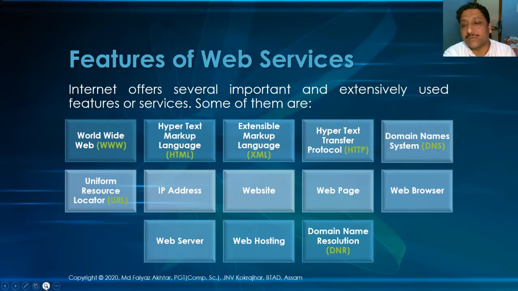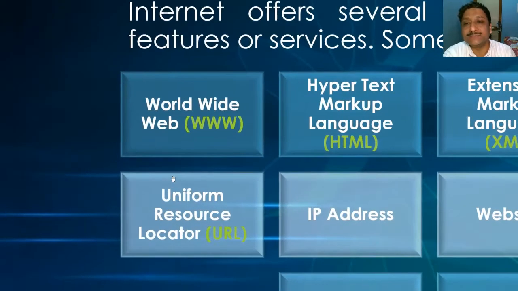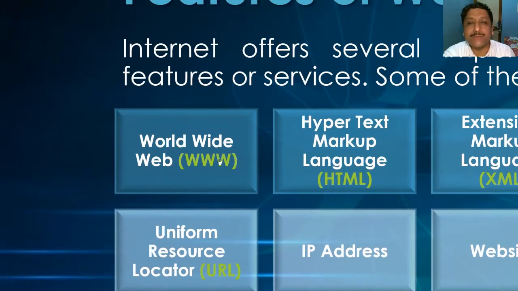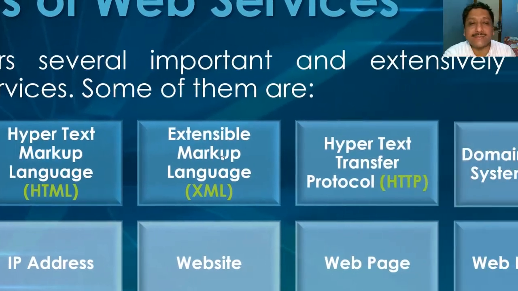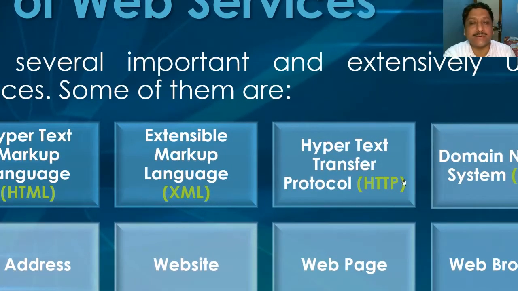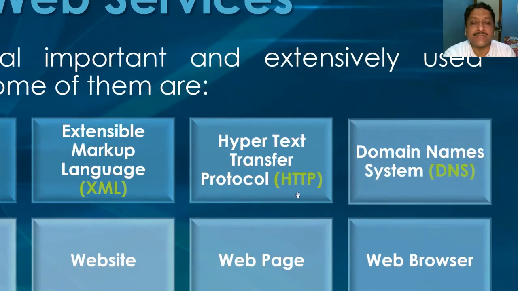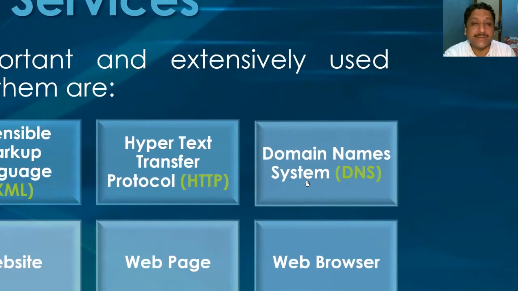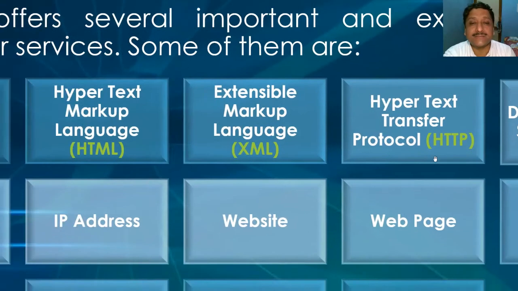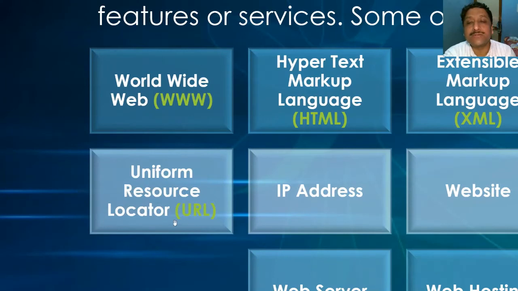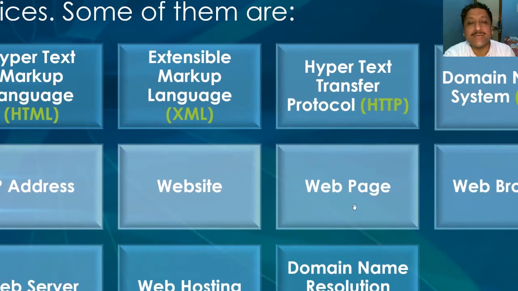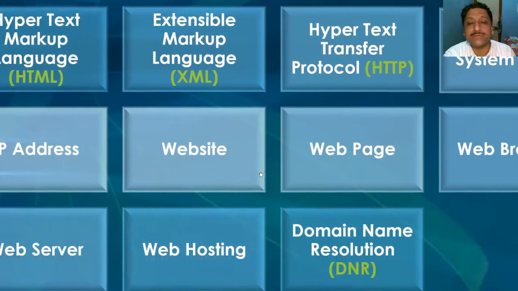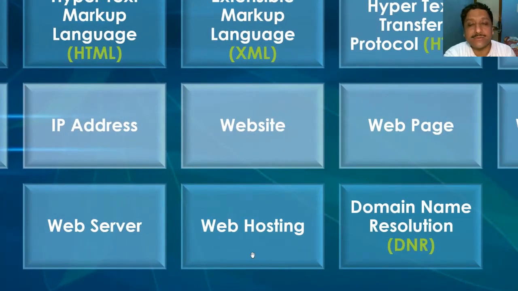And what are those? Here we have listed them. First is World Wide Web, and then we will learn Hypertext Markup Language, Extensible Markup Language, XML, HTML, Hypertext Transfer Protocol, HTTP, then Domain Name System, DNS, and then Uniform Resource Locator, URL, IP address, website, web page, web browser, web server, web hosting.